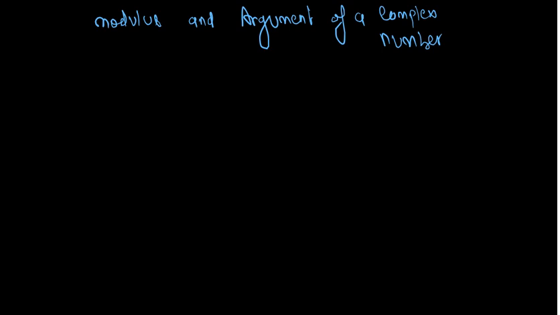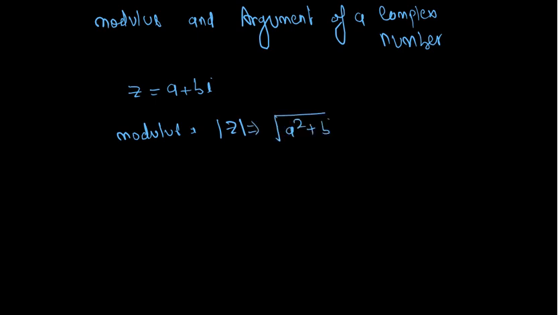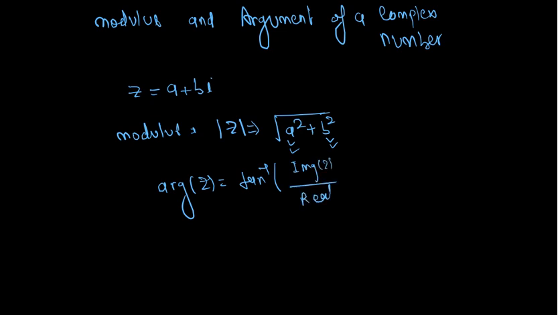Again, I will take an example of a complex number z equals a plus bi. Now, the modulus of z is represented like this, mod z, and it is nothing but the square root of a squared plus b squared. It means the real part squared plus the imaginary part squared, and then the square root of that. And the argument of z is represented by tan inverse of the imaginary part of z divided by the real part of z. So you can write tan inverse of b divided by a.